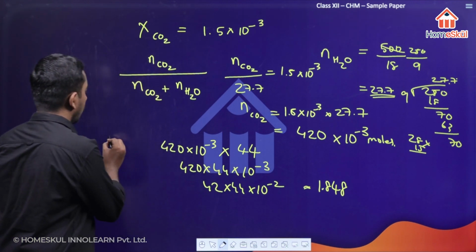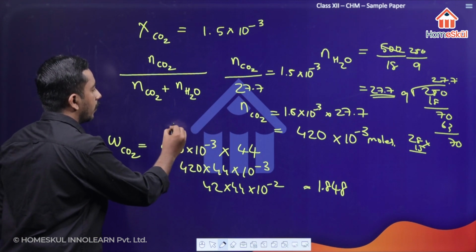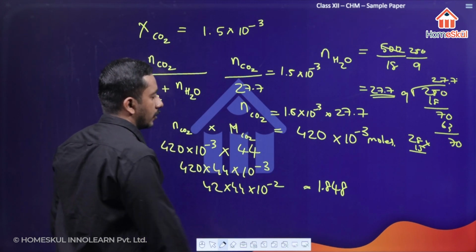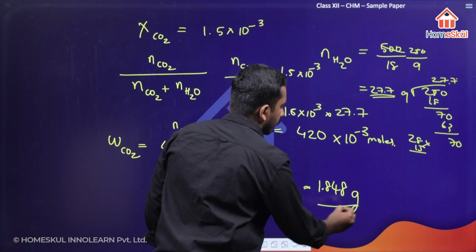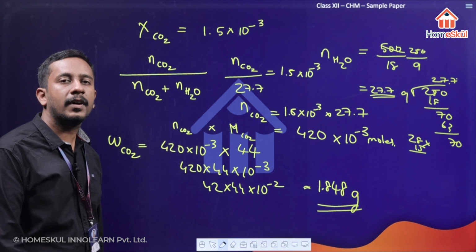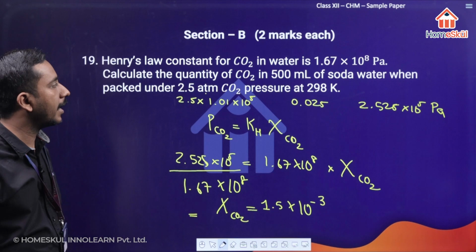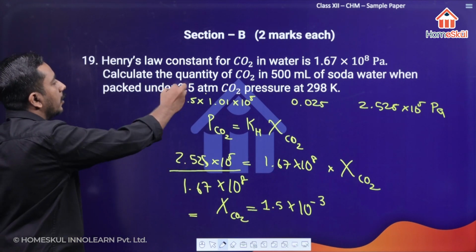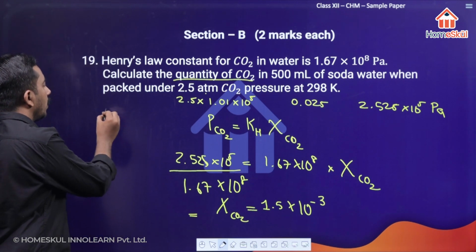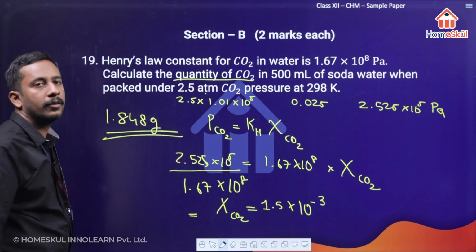And what is the unit? We are finding the weight of carbon dioxide. That means the weight of carbon dioxide is equal to the number of moles of carbon dioxide multiplied by the molecular mass of carbon dioxide. So our final answer, after the simplification, will be 1.848 grams. That is the amount of carbon dioxide present in the given solution, right? So our final answer is the quantity of carbon dioxide in 500 ml of soda water when packed under this given pressure, that is 1.848 grams. So that is our final answer.